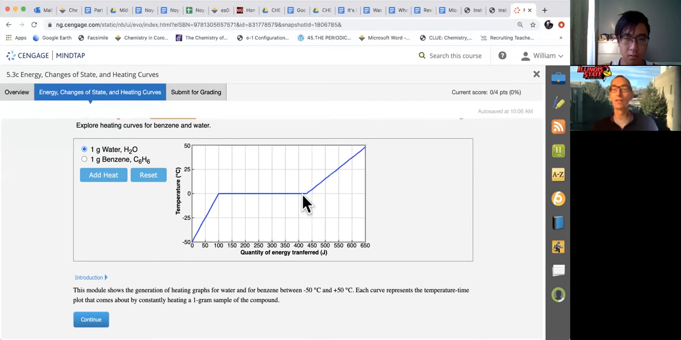At this point, all the water has melted. So it's now liquid water. And as we continue to add energy to it, as we continue to move to the right, the temperature begins to increase some more. Okay so far? Okay. Yeah, go ahead.